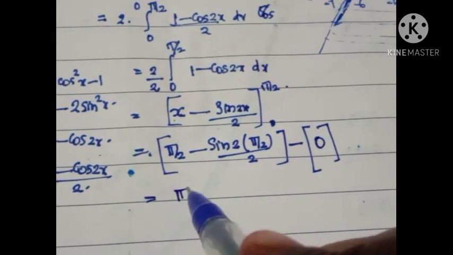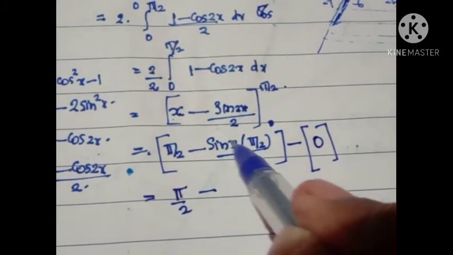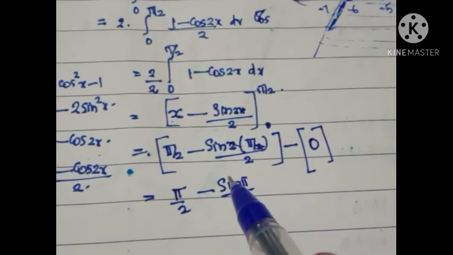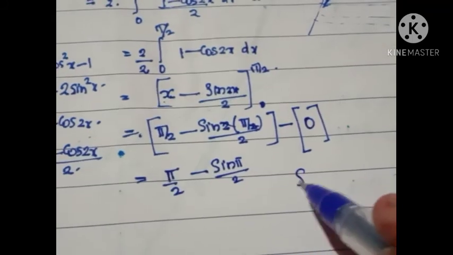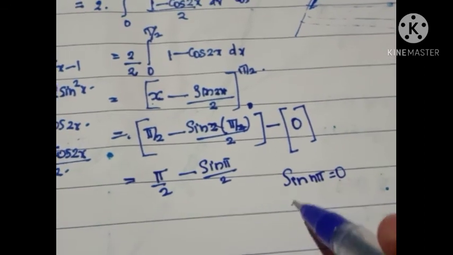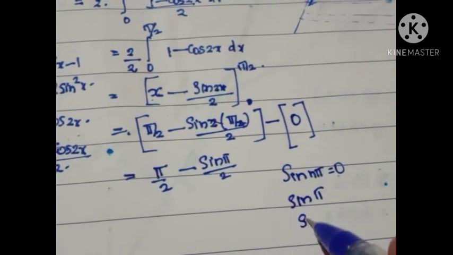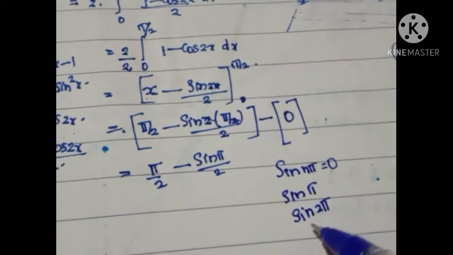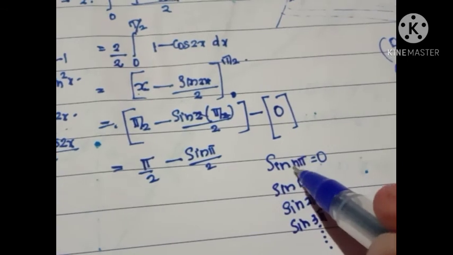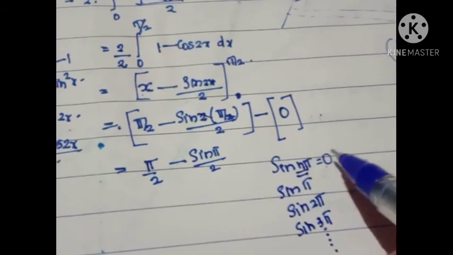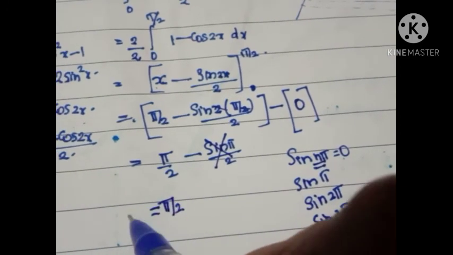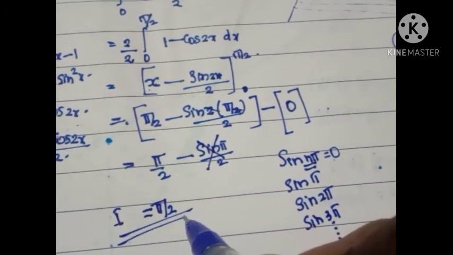So pi by 2 minus, we can cancel these two, sin pi by 2. Now what is sin pi? Sin n pi is equal to 0 for all integer n. If we put n equal to 1, sin pi. If we put n equal to 2, sin 2 pi, sin 3 pi, sin 4 pi, etc. So for all integer values of n, sin becomes 0. So this term becomes 0. So we get pi by 2. The given integral is equal to pi by 2.